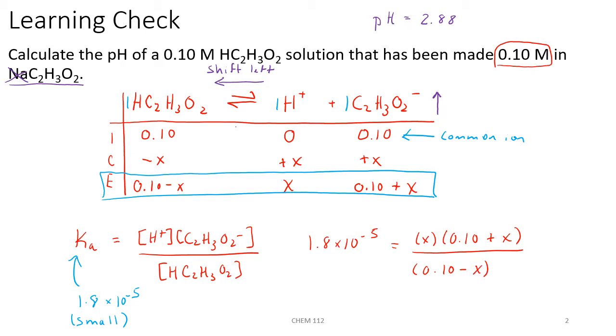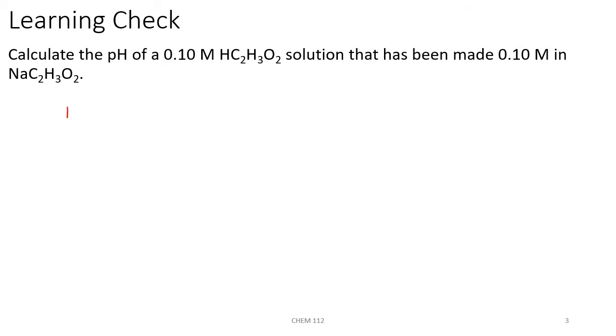Because our Ka is so small, we can ignore our plus x in the numerator and we can ignore our minus x in the denominator. So what our equilibrium expression simplifies down to is the Ka, 1.8 times 10 to the minus fifth, is equal to x for the hydrogen ion times 0.1 for the acetate anion over 0.1 for our weak acid concentration.